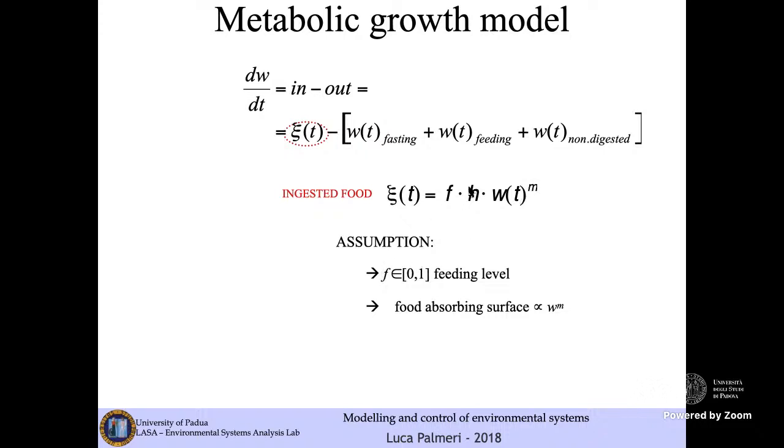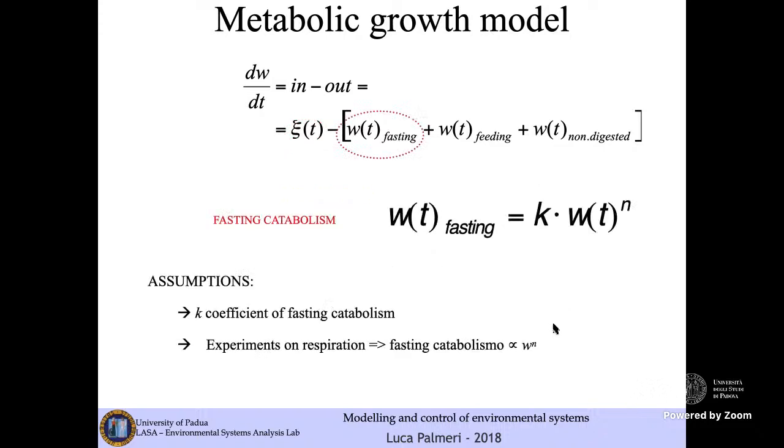Here the assumption is that we include a parameter, the feeding level, describing at which level the animal is feeding itself, and we assume that the food absorbing surface is proportional to some power of the weight of the fish. This is not so strange. Biologists know very well that the surface of the intestine, the absorbing food surface of an animal that performs digestion through a digestive tract, is somehow proportional to a dimension of the animal, maybe its weight. The proportionality is not linear, so we introduce a nonlinearity by saying that the food absorbing surface is proportional to a power of the weight of a fish.